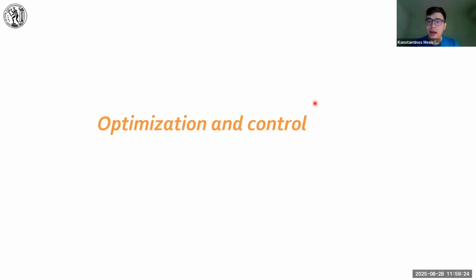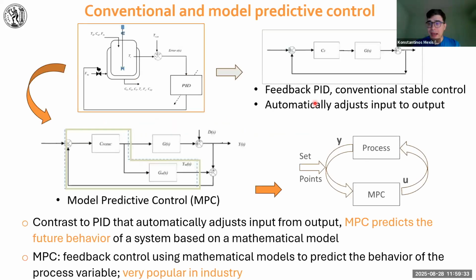Okay, so we now move from model development to optimization and control, which of course remains one of the key challenges in bioprocesses. PID is the classic feedback controller. It measures the error between the set point and the actual process variable, and then adjusts the inputs accordingly. It's simple and widely used, but it reacts only to what has already happened.